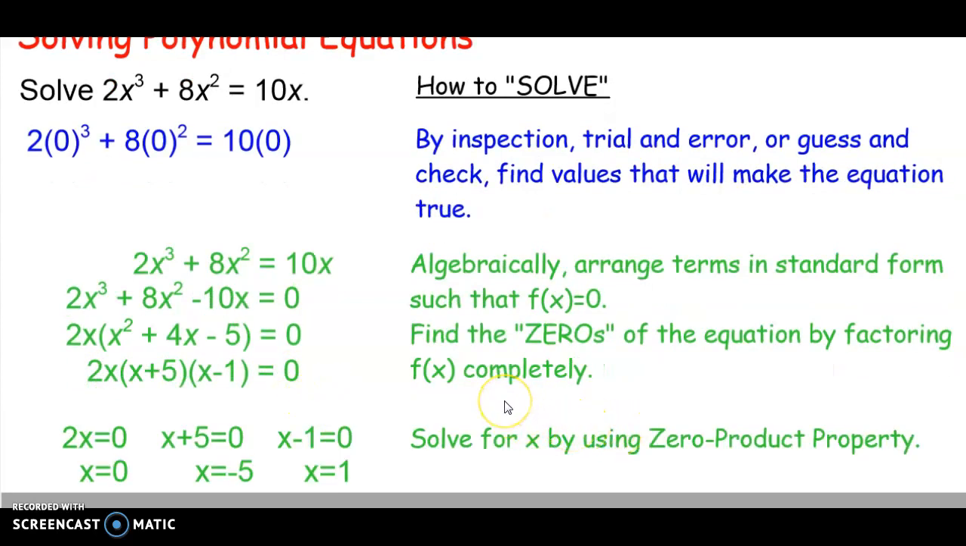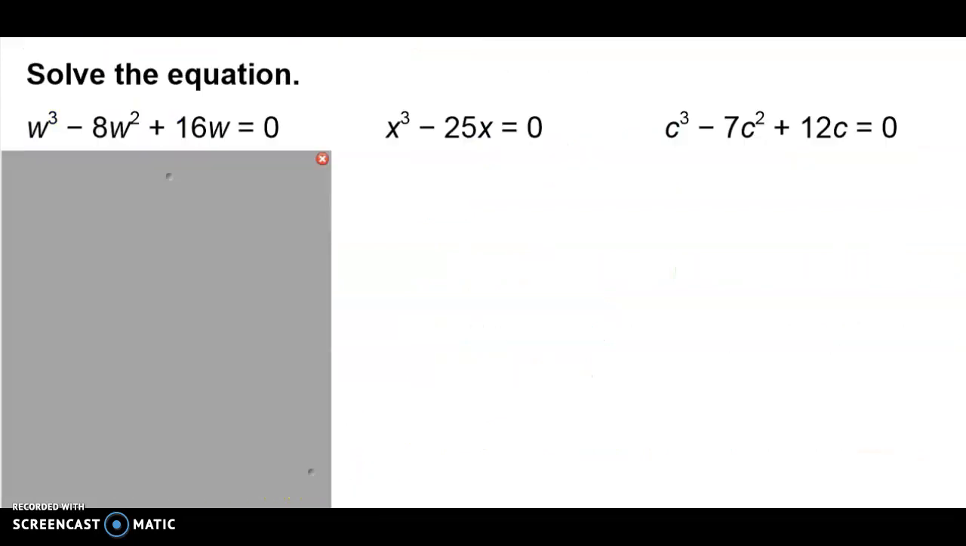After factoring completely, we use the zero product property and copy each factor and make it equal to 0. 2x is equal to 0, that means x is equal to 0. X plus 5 is equal to 0, means x is equal to negative 5, while x minus 1 equal to 0 means x is equal to 1. So the three solutions are 0, negative 5, and 1.